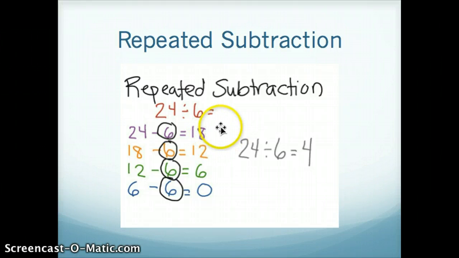In our first problem here in purple, we have 24 subtracted by 6, and we get 18. Then we move that 18 down, and we'll subtract 6 again, and get 12. We'll move the 12 down, and we will keep subtracting all the way until we end up with 0. But then we are not done. We need to go back and count how many times we subtracted 6. So we can count 1, 2, 3, and 4. We now know that 24 divided by 6 is going to equal 4.